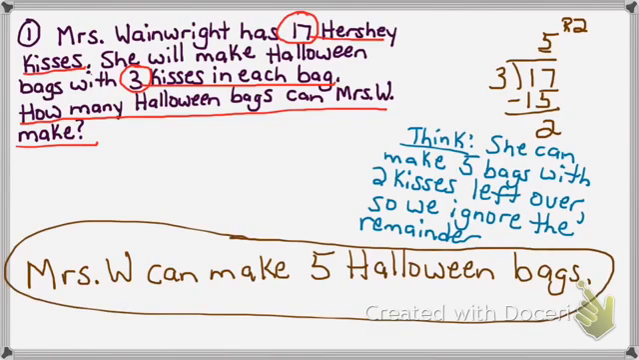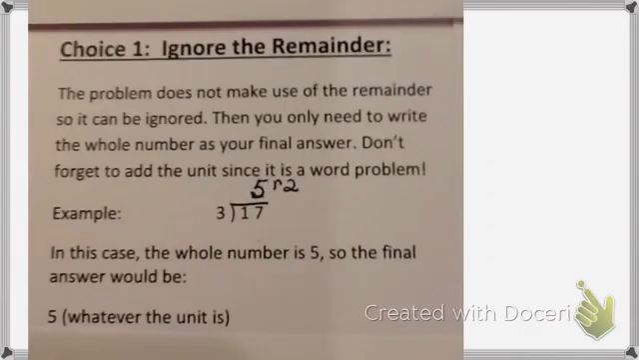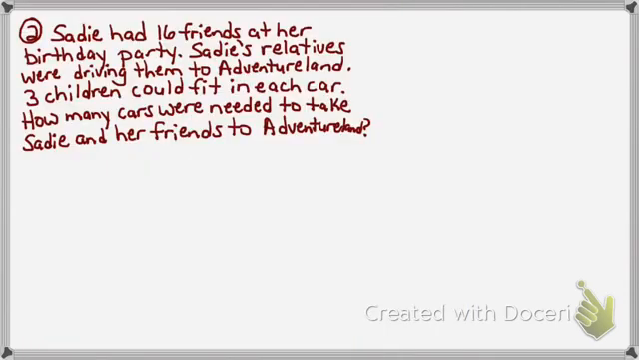So for this problem, we had to ignore our remainder. Therefore, we used choice 1, ignore the remainder. For choice 1, the problem does not make use of the remainder, so it can be ignored. Then you only need to write the whole number as your final answer. Don't forget to add the unit since it's a word problem, and we did. It was 5 Halloween bags. That was our unit.